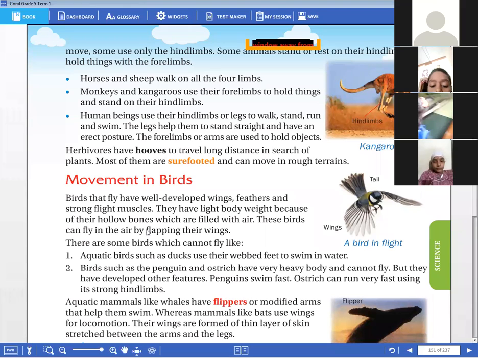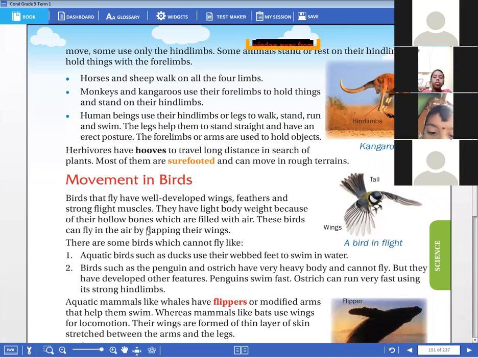Okay. Next. There are some birds which cannot fly. See, they have given birds which cannot fly. Almost 90% of birds will fly, children, but a few birds can't fly. Just now we taught about a few.